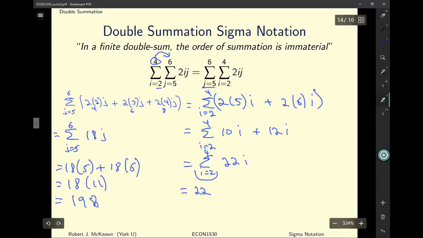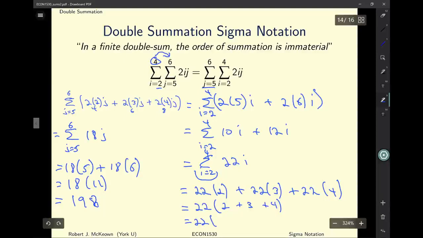Now evaluate this last index. We've got 22 times 2 plus 22 times 3 plus 22 times 4. And that's like 22 times (2 plus 3 plus 4), 22 times 9. And the answer is 198. So it doesn't matter which index you evaluate first, you'll get the same answer either way.